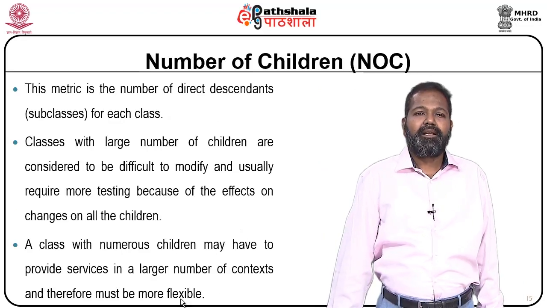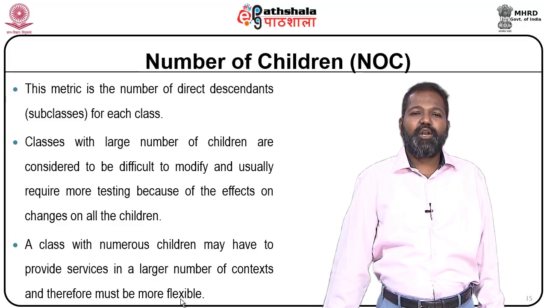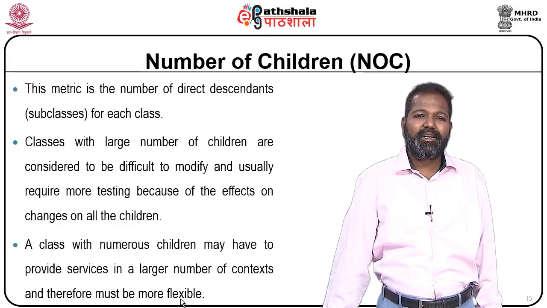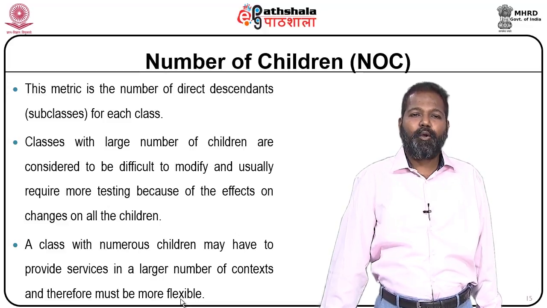Number of children. This metric is the number of direct descendants, subclasses for each class. Classes with a large number of children are considered to be difficult to modify and usually require more testing because of the effects of changes on all the children.